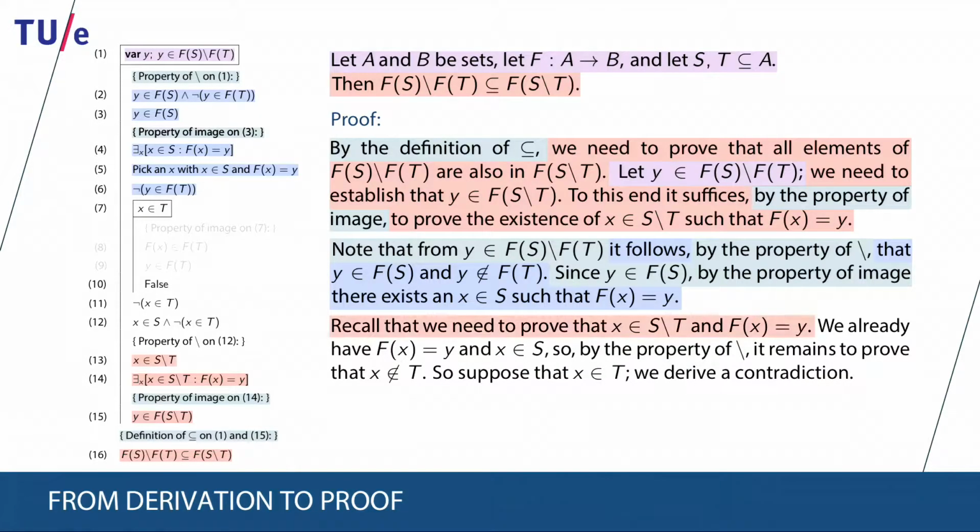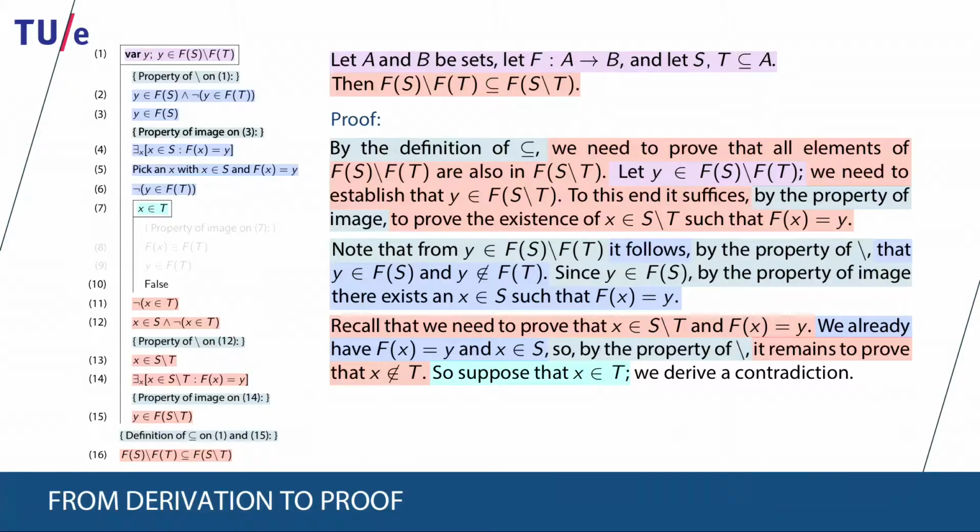In a proof in natural language, it is, for readability, sometimes a good idea to recall what is the goal to be proved. With the application of the property of difference, using that we already have x in S and f of x is equal to y, the goal can be simplified to showing that x is not in T. Note how, again for readability, it is recalled that f of x equals y and x is in S are already established facts, needed here for the simplification of the goal.